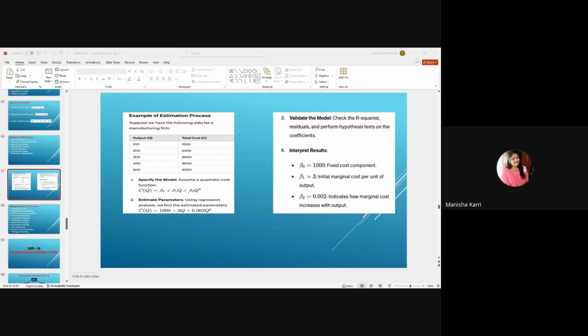First one is pricing decisions. Pricing decisions means understanding the cost structures helps managers in setting prices that cover costs and achieve desired profit margins. By analyzing this cost function, managers can determine the minimum price needed to break even and assess how price changes affect profitability. This is nothing but pricing decisions.